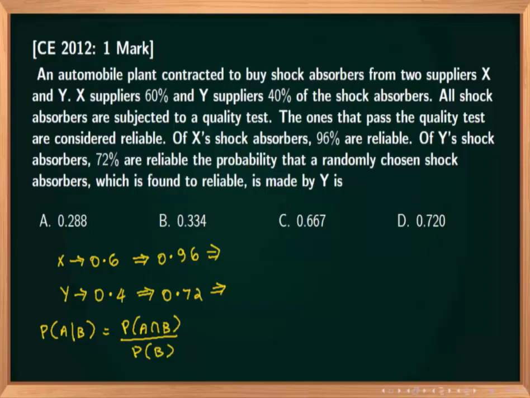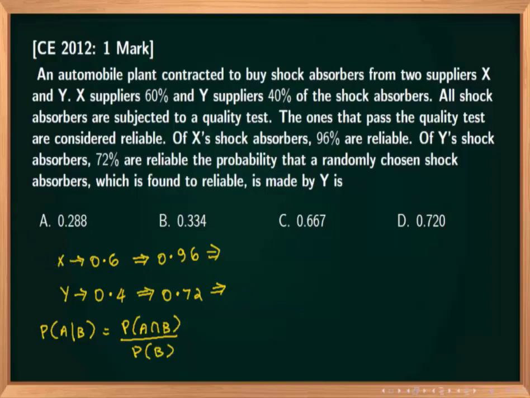So you have to find the conditional probability here, because the given condition is that out of a set of shock absorbers, you have randomly taken one which is found to be reliable. So that is an information. The one that you have picked is reliable, and you have to find the probability that it is made by Y. That is the question.